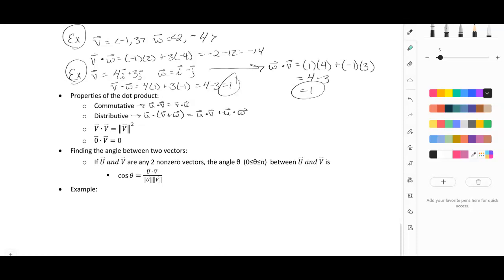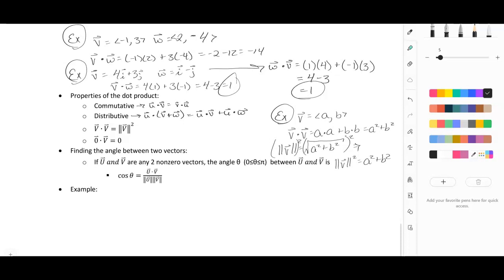Next property, if I have something dotted with itself, it's going to be the same thing as the magnitude squared. So let's look at that. Let's say we have vector v, and I'm just going to be very generic and call it a, b. If I take v and I dot it with itself, it's going to be a times a plus b times b, which is a squared plus b squared. Now, to show that it's equal to the magnitude, let's find the magnitude of v. So our magnitude formula says it would be the square root of a squared plus b squared. And if I were to square both sides, then we would have the magnitude of v squared is equal to a squared plus b squared. And we can see that that's the same as what v dotted with itself is.